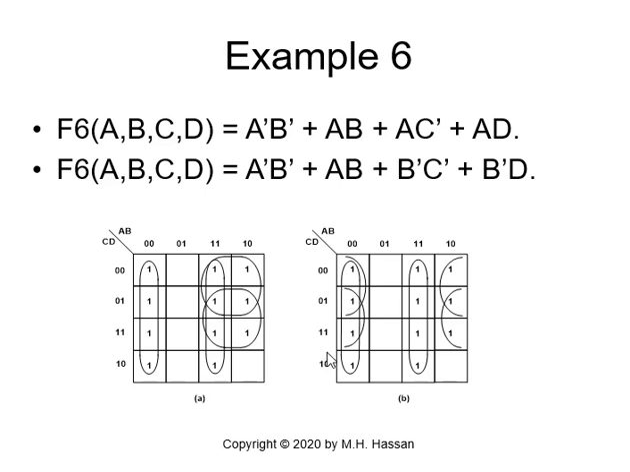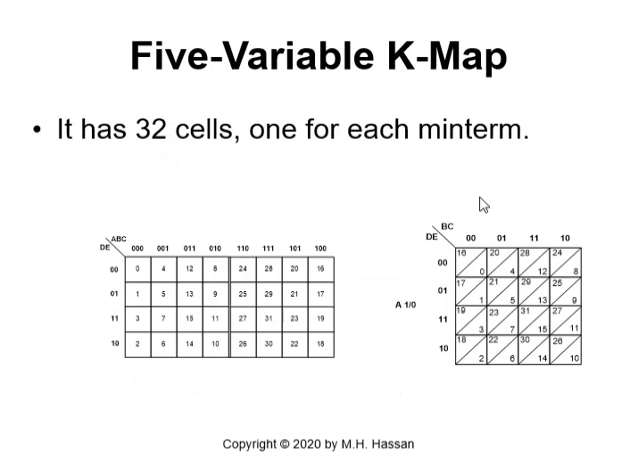Okay, and this is another group of 4. So we will get another 4 terms, A prime B prime, A B prime C prime, or B prime D, as a second answer. Both answers are minimal answers and are correct answers.